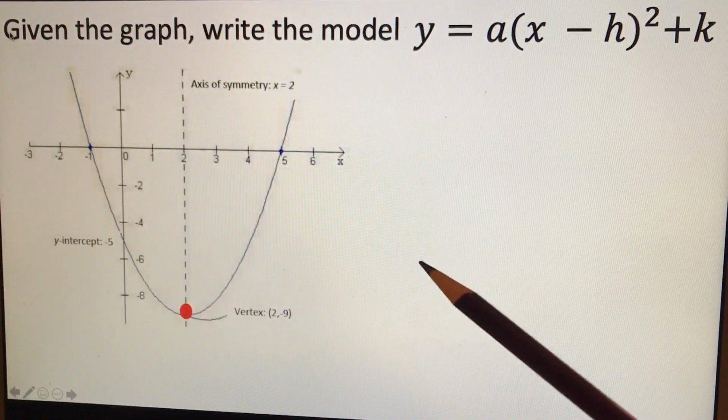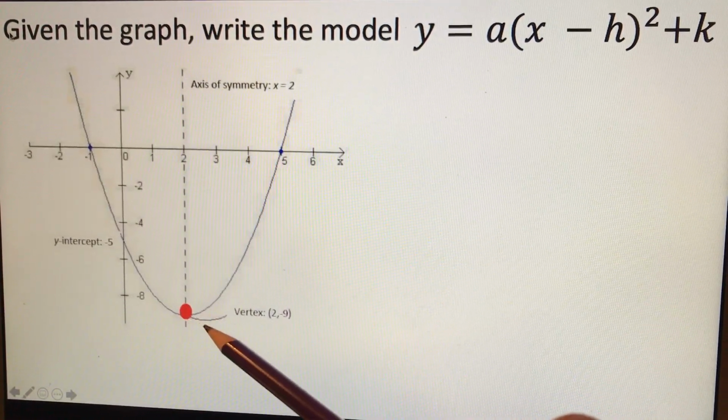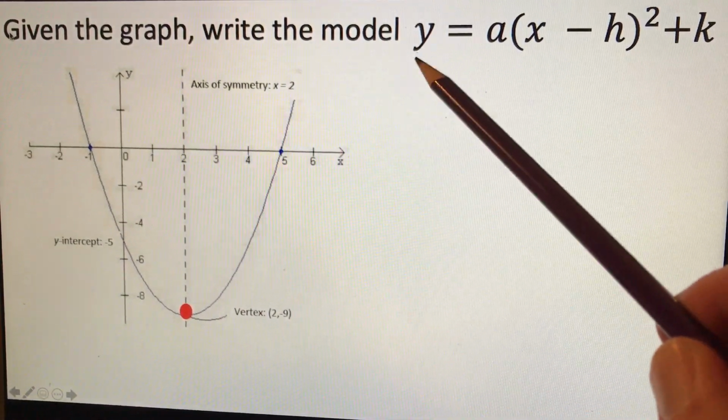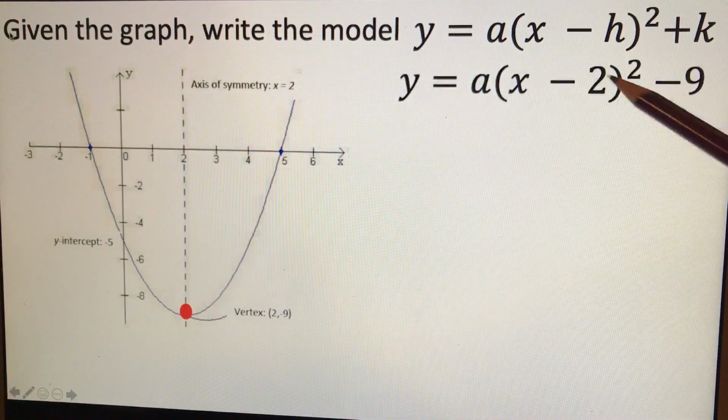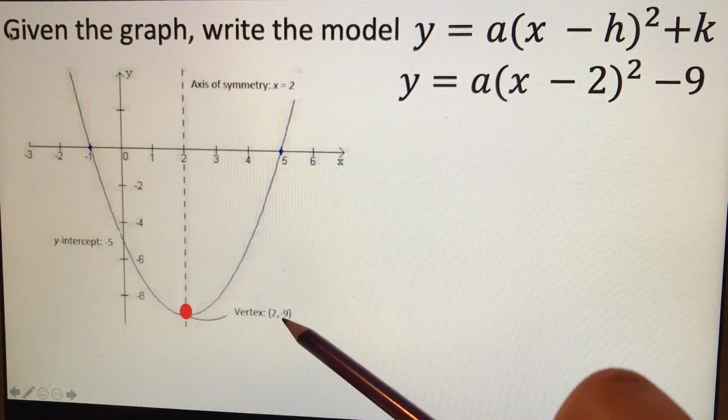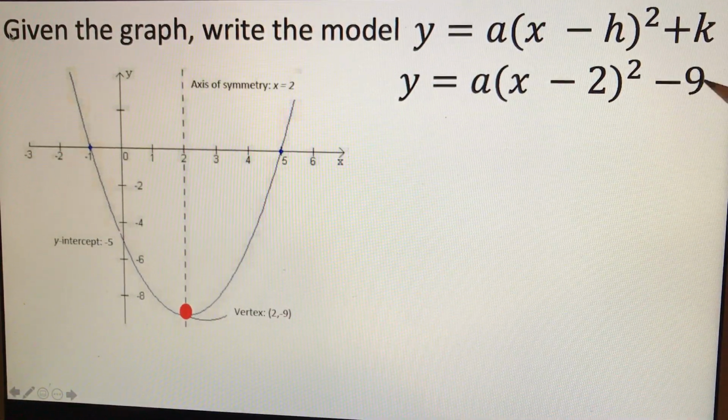So here's one kind of question we could see. Given a graph, write the model. So here is the general case. Here's our graph. I know right off the bat, because the vertex is 2 and -9, I could put the vertex in right away. It's pretty easy, h and k. So there's my 2, there's my -9.